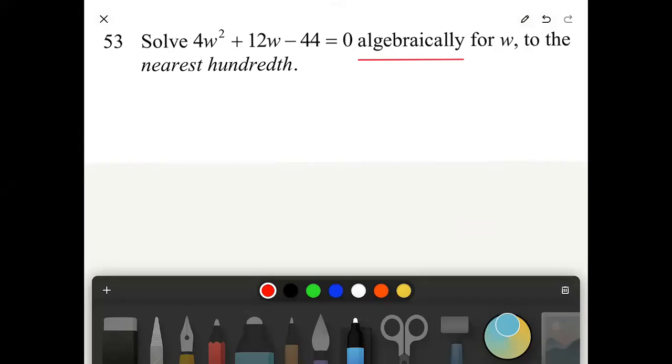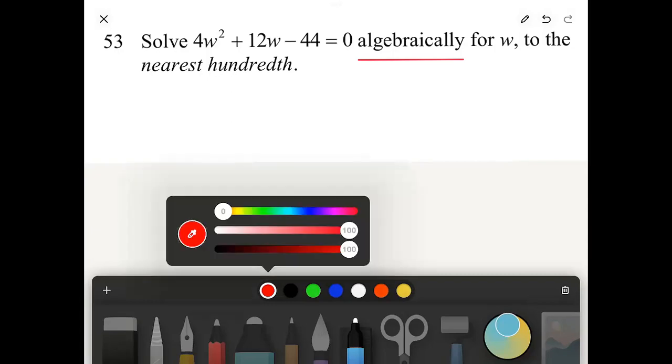What we have here is a quadratic equation and they want us to solve algebraically for W. They want us to find the zeros or the roots algebraically, and round those to the nearest hundredth. So here's what we're going to do. I'm going to do it two ways.